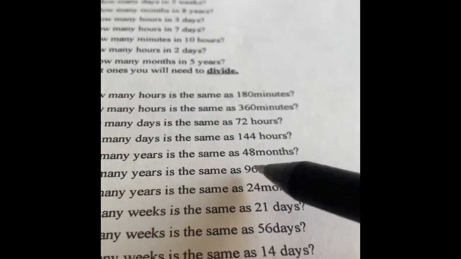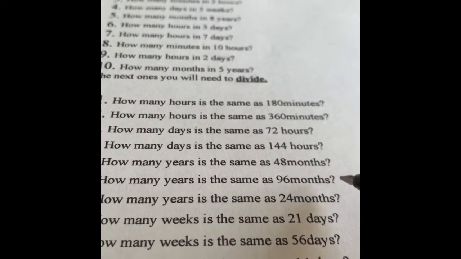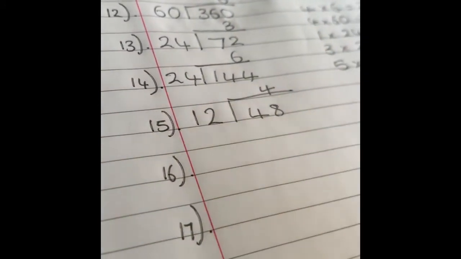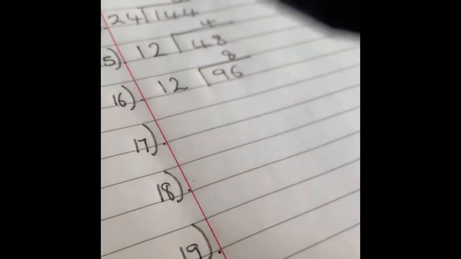Number 16. How many years is the same as 96 months? So again, 12 months in a year. I want to work out how many lots of 12 go into my 96. 96 divided by 12. Using my times table facts, how many lots of 12 make 96? The answer to that one is 8. 8 times 12 is 96. My answer is 8.